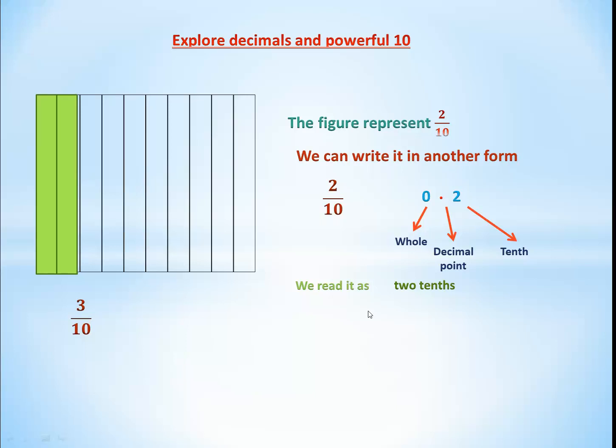3/10 or 3 over 10. We are going to put 3 and count how many zeros. We have one 0, so count one digit and put the decimal point. It means we read it as 3/10.